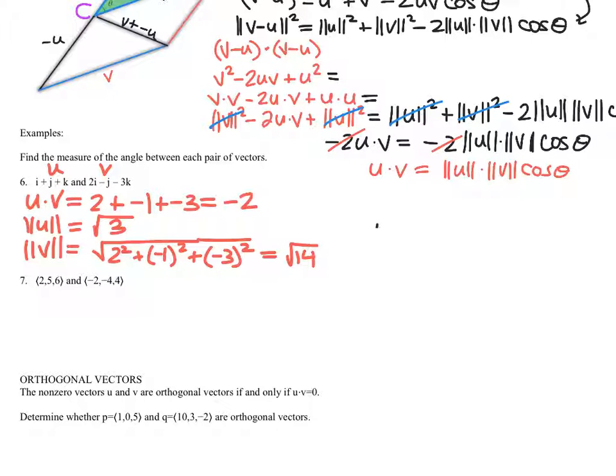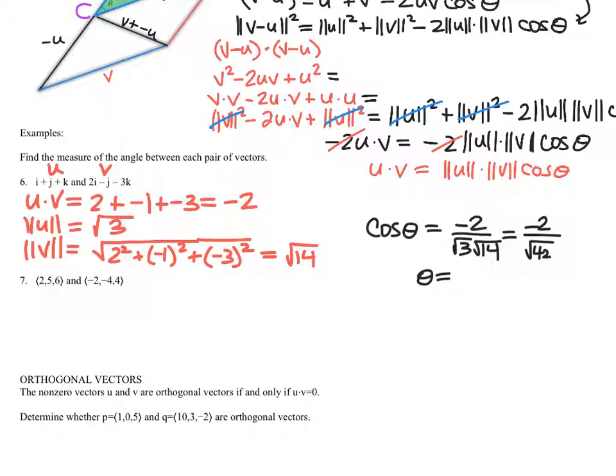So popping it into my formula, I would say cosine of theta is equal to -2 over the square root of 3 times the square root of 14, which is the same as saying -2 over the square root of 42. So we could solve for theta pretty easily. You just hit inverse cosine on your calculator. Just make sure you're in a reasonable mode. Radian or degree, it doesn't matter. Just if you get a radian answer and put a degree symbol on it, that's going to be a problem. So I'll do it in degrees. I just put my calculator in degree mode.